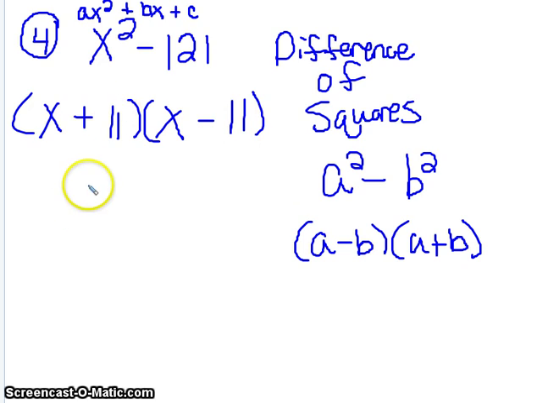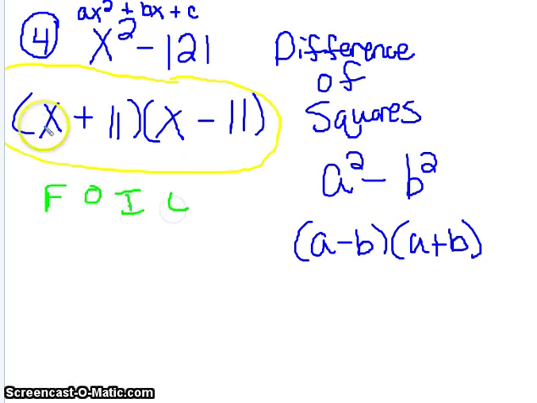And if you FOIL it back together, this is going to be my answer. And if I want to FOIL it to check to make sure I have the right answer, first, x times x gives me x squared. Outer is going to be negative 11x. My inner is going to be positive 11x. And my last is going to be negative 121. And so those cancel out. And I'm left with x squared minus 121.